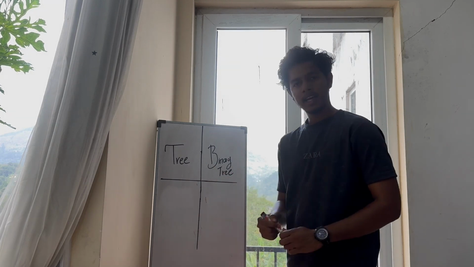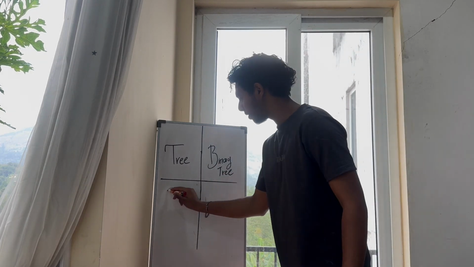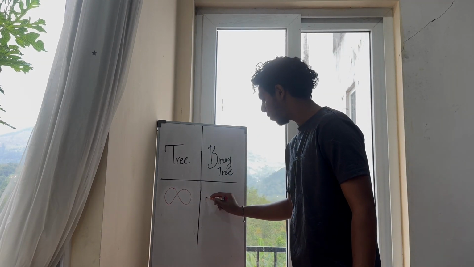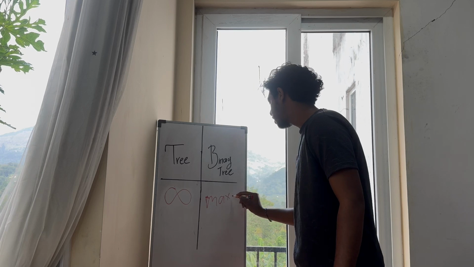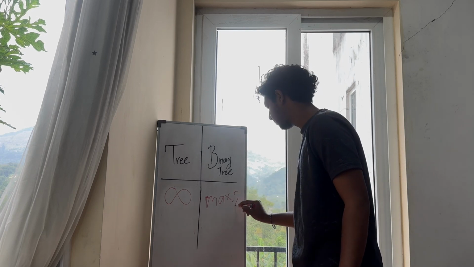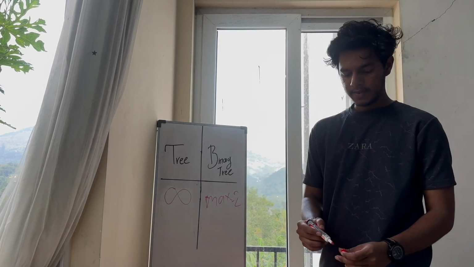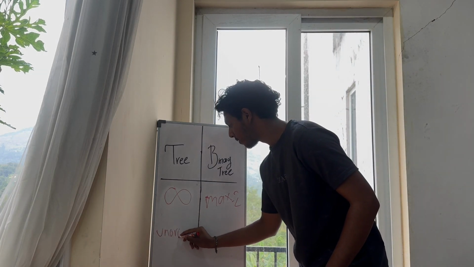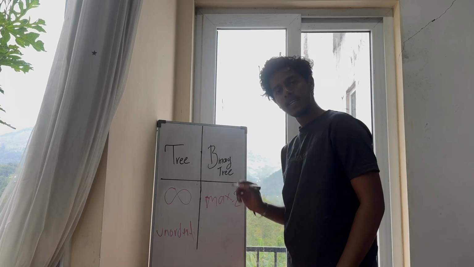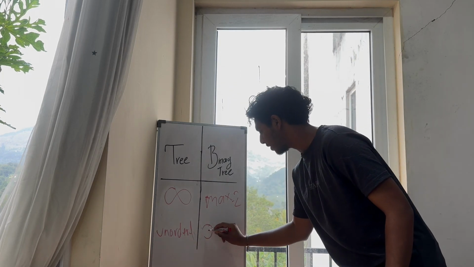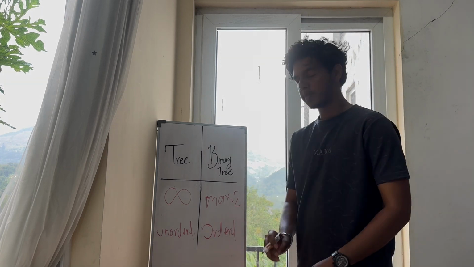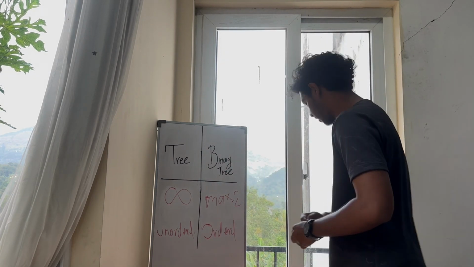In a tree, each element can have any number of subtrees. But in a binary tree, each element can have at most 2 subtrees. In a tree, the subtrees are unordered. But in a binary tree, all the subtrees are in an order. So that is the difference between a tree and a binary tree.